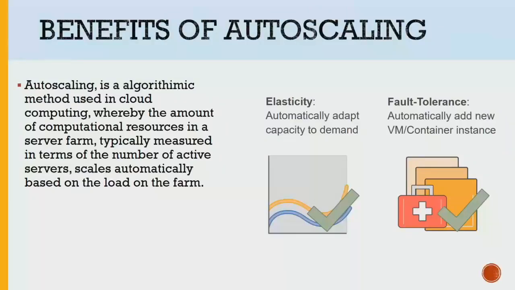So auto scaling is a method used in cloud computing where the amount of computational resources given to VMs and containers is automatically changed based on CPU, memory, network response time, and throughput. And auto scaling is very essential for you to enable elasticity, to automatically adapt to failures, to saturation, underutilization, overutilization, but also to fault tolerance.